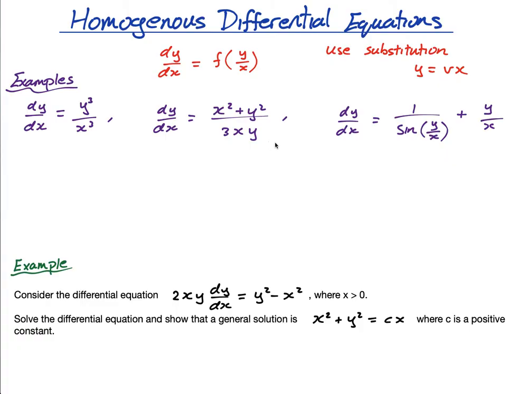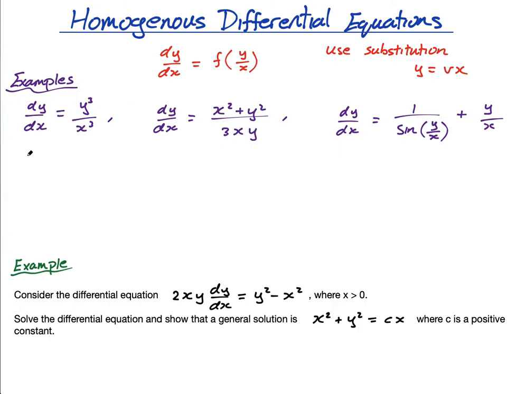But first, let's just have a look at some types of homogeneous differential equations. So look, I have three here. Let's first look at this one. This one is clearly in the form dy/dx equals f of y over x, because we've got some function of y over x plus some function of y over x. So it's a function of y over x.